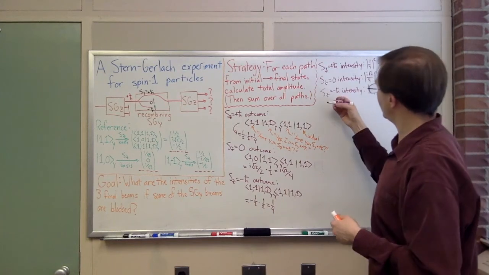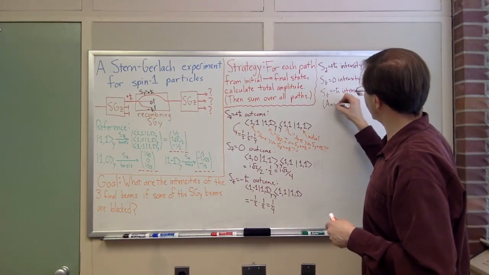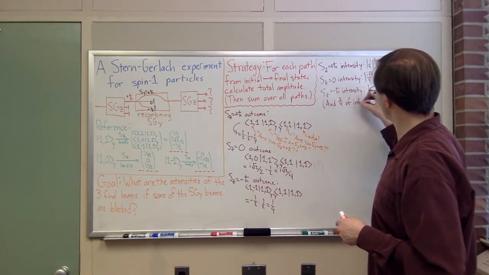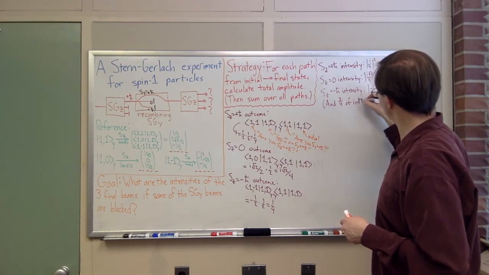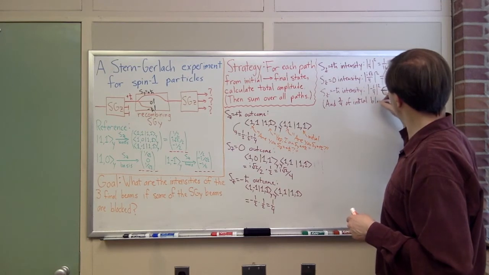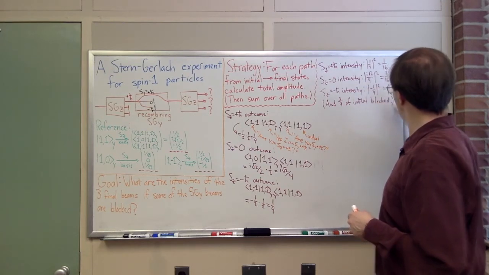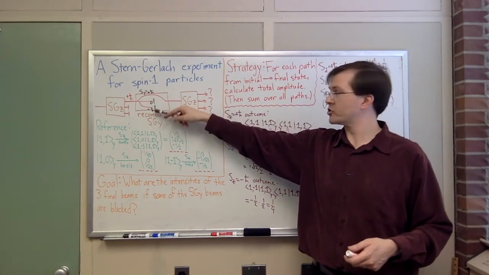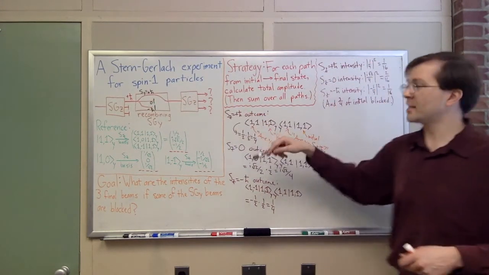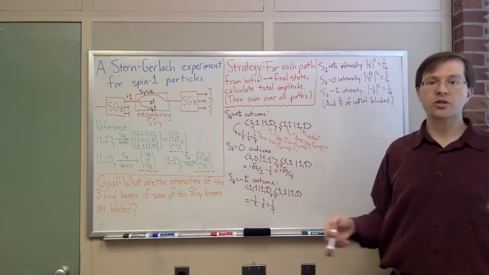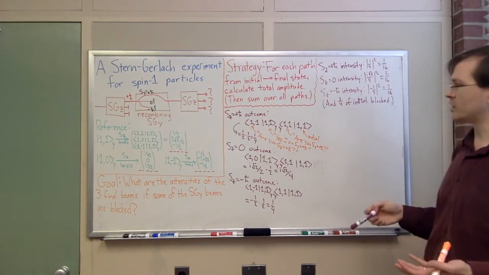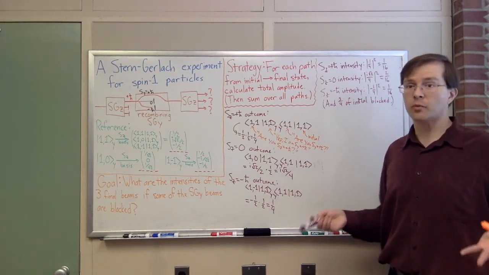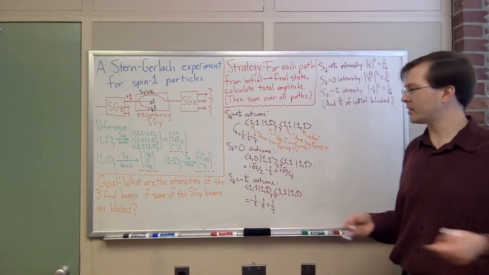So I can say that 3/4 of the initial particles were blocked. For this case, 3/4 of the initial things wound up being blocked by blocking those two. 1/4 made it through, and they split up 1 to 2 to 1 in those 3 beams. That's our conclusion from doing this Stern-Gerlach experiment. Okay, that's a perfectly reasonable thing to do, that we've done that calculation.